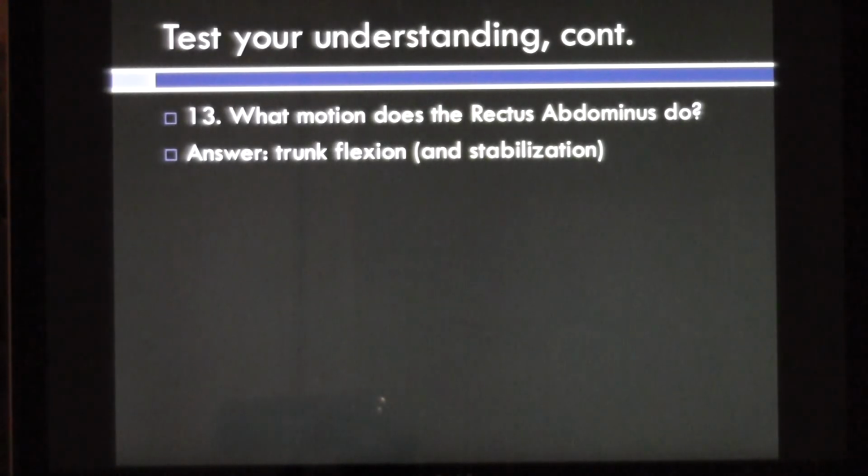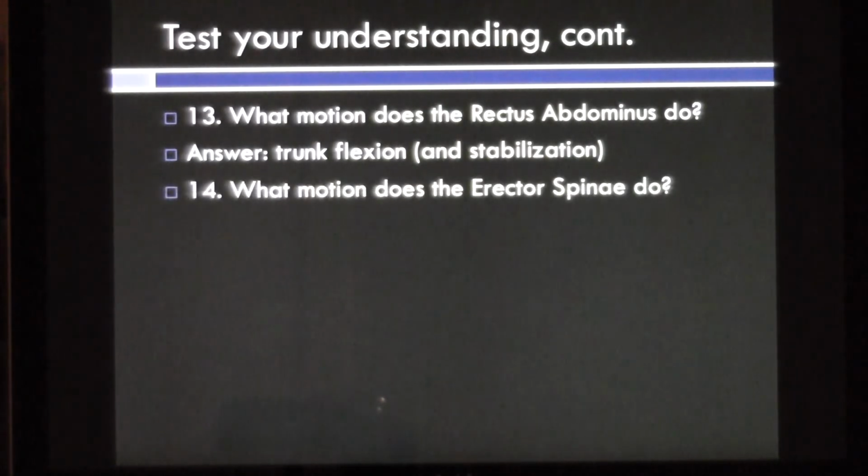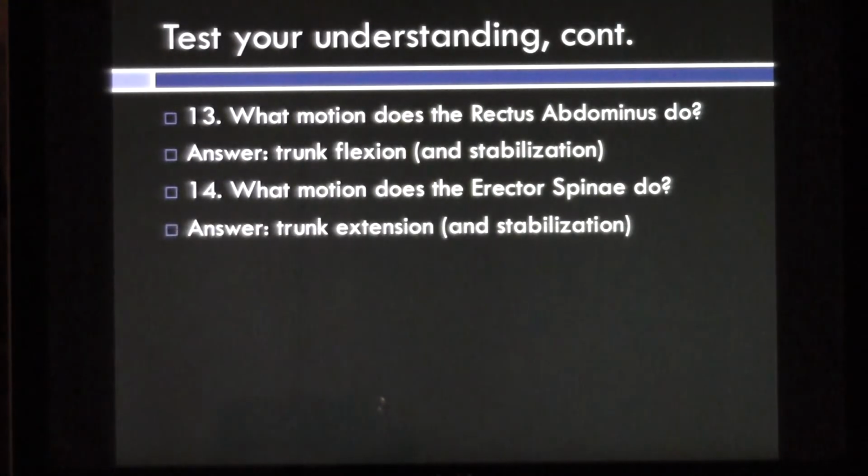Okay, so what motion does the erector spinae do? And again, we talked about they're involved with hip extension, but again, isolating the erector spinae, those low back muscles, they do trunk extension. So if you're familiar with maybe a cobra in yoga, basically just straightening at the trunk.